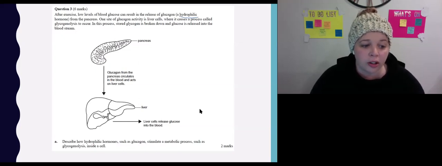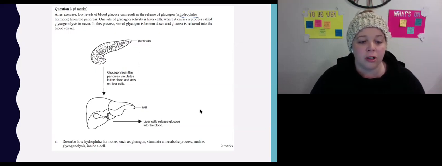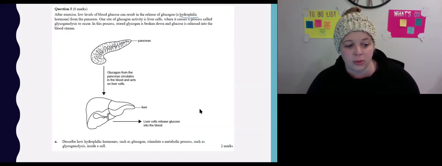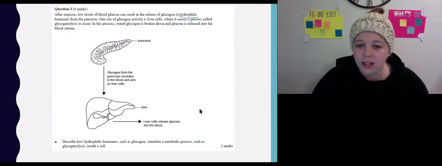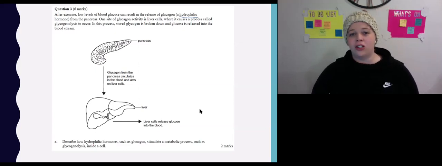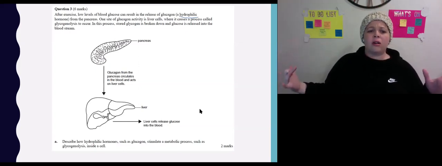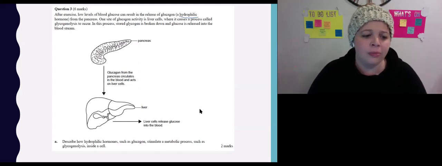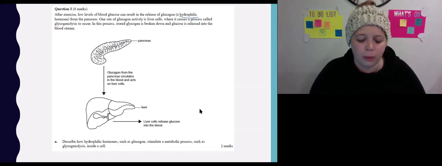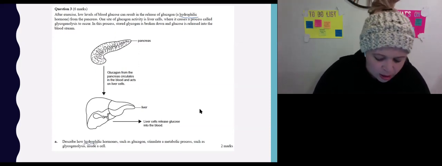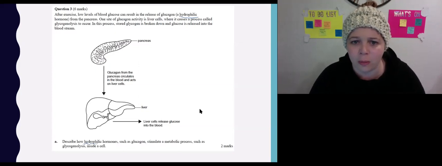Describe how hydrophilic hormones, such as glucagon, stimulate a metabolic process, such as glycogenolysis, within a cell. So this question, it doesn't matter about the glycogenolysis. It doesn't matter about glucagon. It doesn't matter about all of these different words that we're going through. All that matters here is that you can talk about how do hydrophilic hormones stimulate a response.